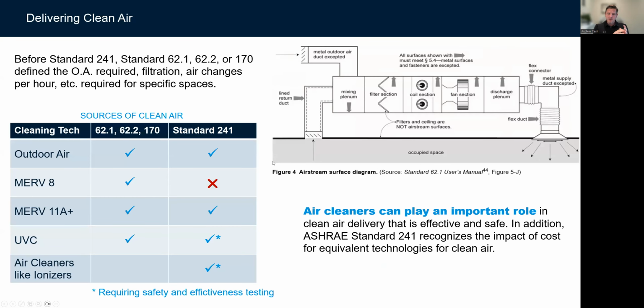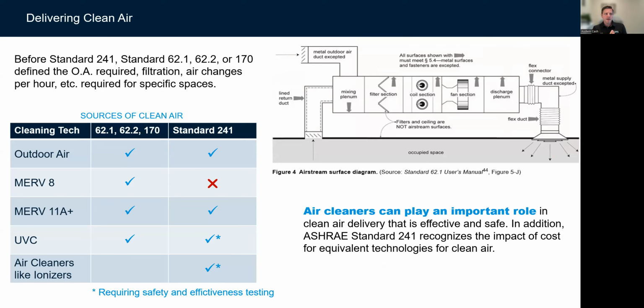Before this standard, I want to put this in context. Before this standard, 62.1, 62.2, or 170 really defined an outdoor air requirement. Sometimes they touched on filtration. Sometimes they touched on equivalent air changes per hour, or you can back into that number through the math for different spaces. But in the end, they didn't really tackle air cleaners very effectively.